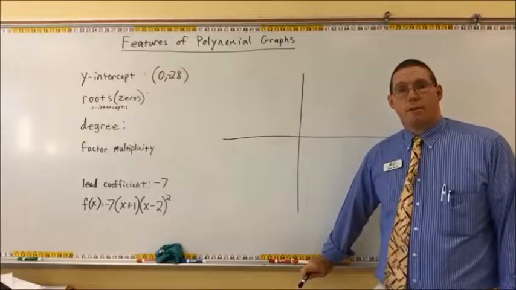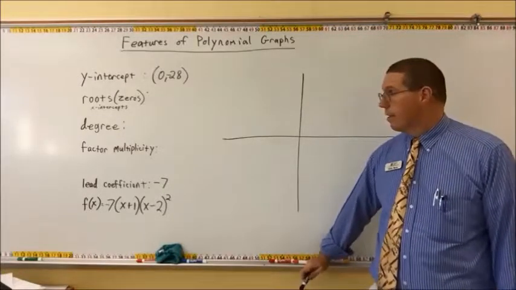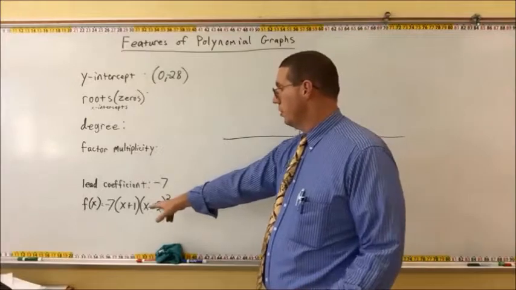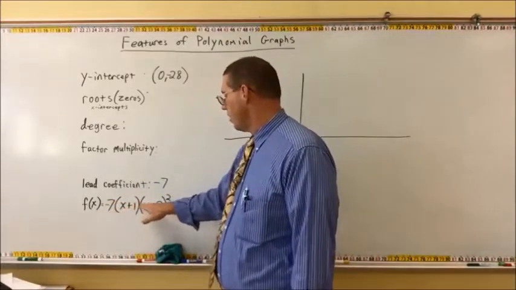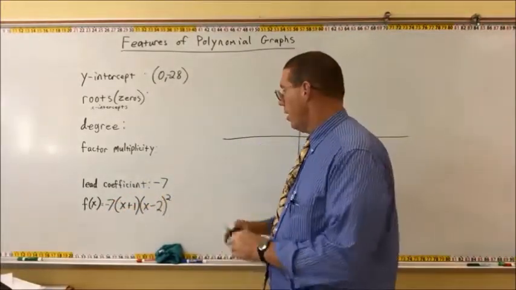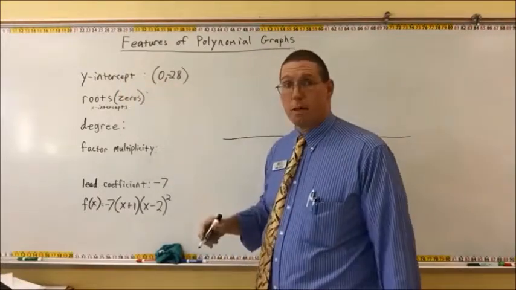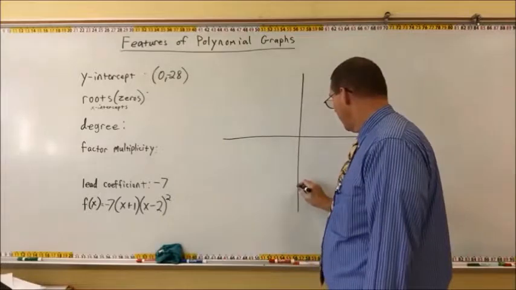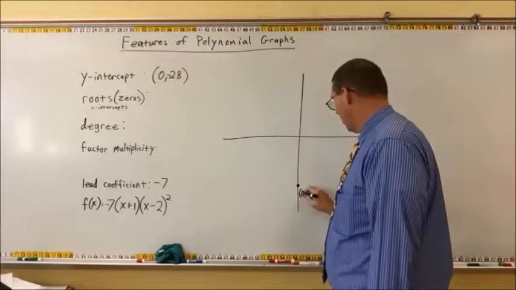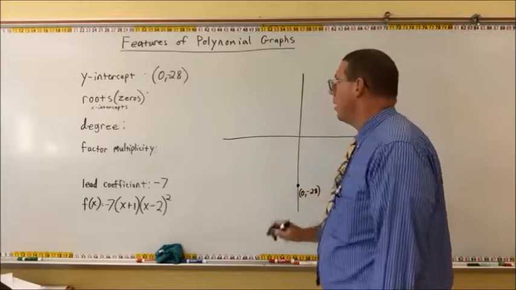Do a bunch of graphing examples here so you can just sort of get the hang of this. Okay, here's a function. We got -7 times x plus 1 times x minus 2 squared. You can see that we got a y-intercept at 0 and -28. So let's go ahead and plot that. We got 0 and -28.